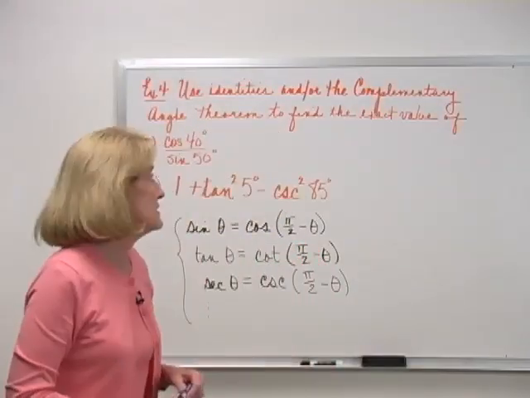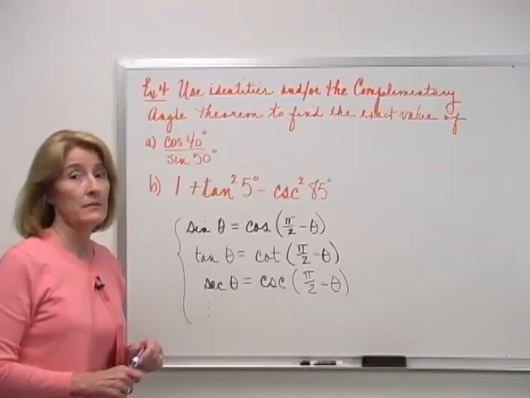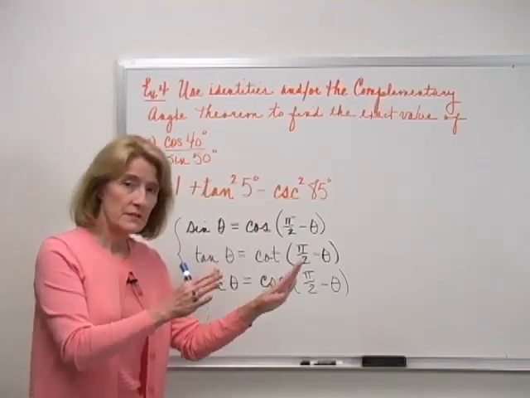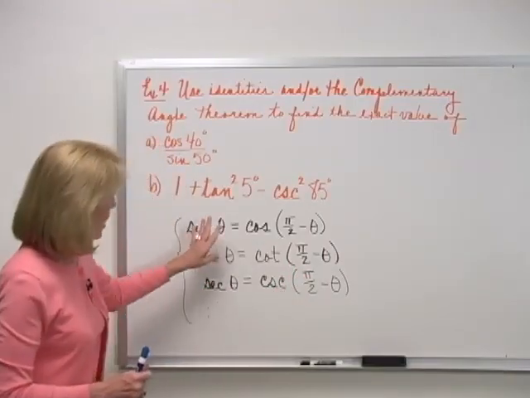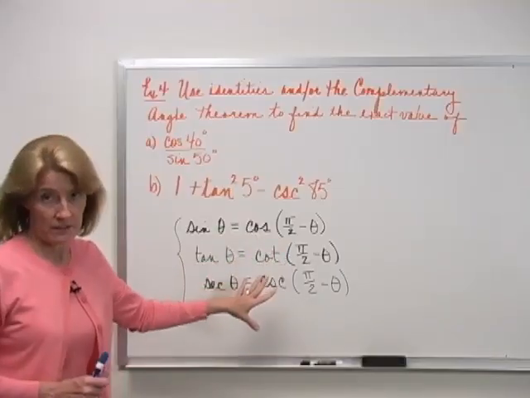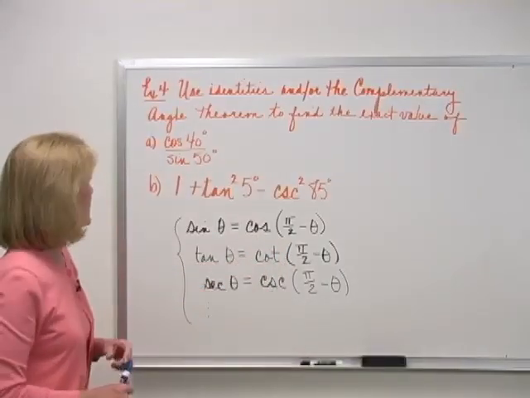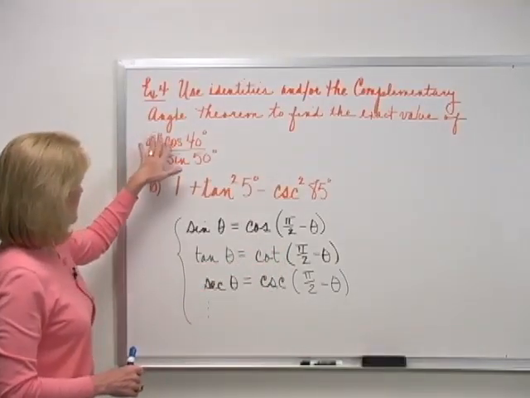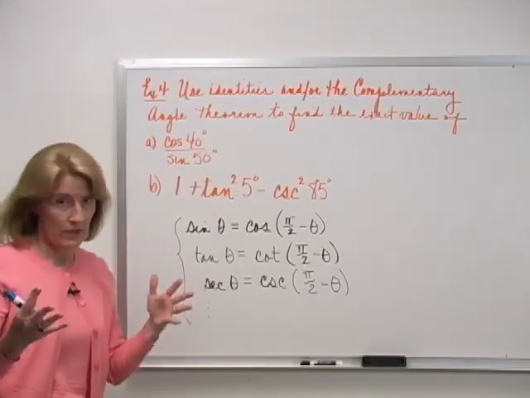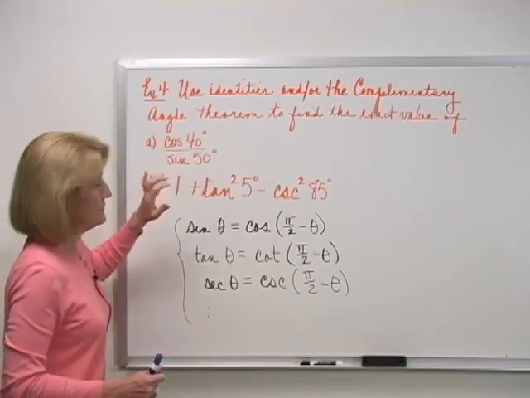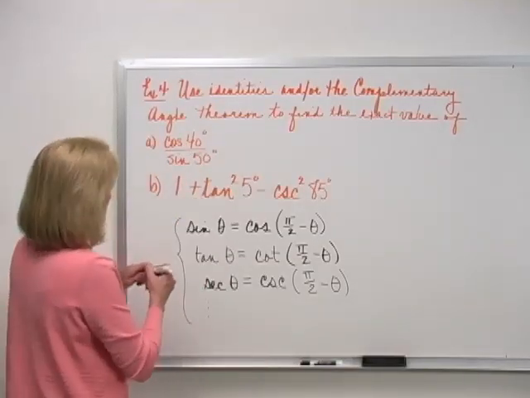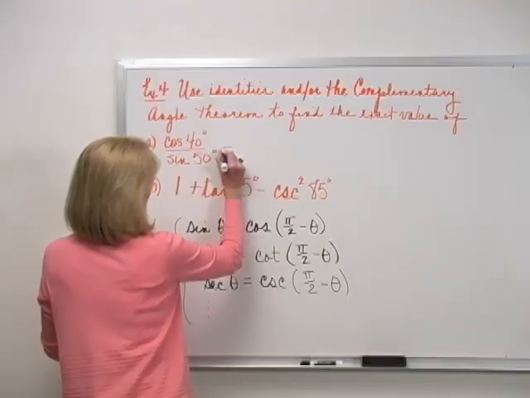Let's take a look at an example of how the complementary angle theorem can be used to simplify an expression. Okay, now you need to remember the fundamental identities, and I have some of the cofunction of complementary angles expressions still listed down here, so we can refer to this. Okay, A says the cosine of 40 degrees divided by the sine of 50 degrees. Well, it should jump out at you that the sum of 40 and 50 is 90, and so these are complementary angles. All right, so what that means is we can rewrite this expression.